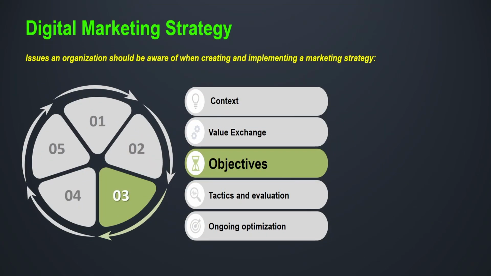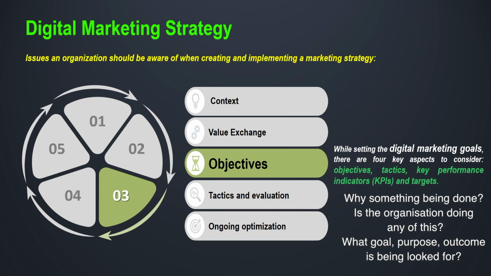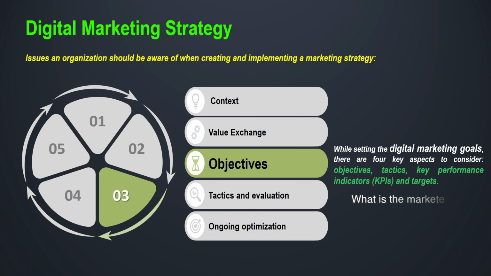Then objectives have to be defined. While setting the digital marketing goals, there are 4 key aspects to consider: the objectives, the tactics, the key performance indicators and the targets. What are objectives? They are essential to any marketing endeavor. Why do you want to go in for that marketing? That is the objective. It includes answering questions about why something is being done, what goal, purpose or outcome is being looked for, what the marketer is trying to achieve, and how one will know if one is successful.